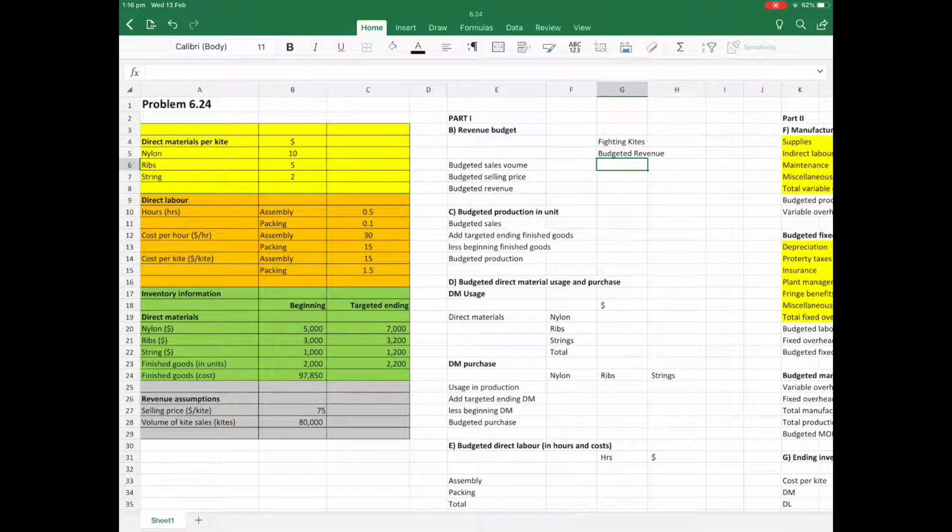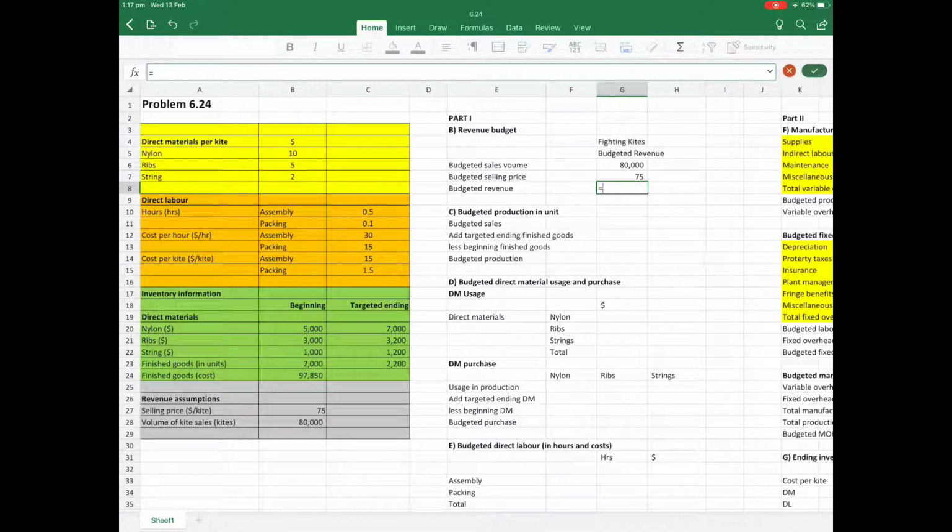Now the first requirement is to prepare the revenue budget. The revenue budget includes the sales volume, selling price and budgeted revenue. For the sales volume, we go to the gray box and click on this cell, which is 80,000 units. For the selling price, again we go back to the gray box and click on the selling price. Then the budgeted revenue equals the sales volume times the selling price.